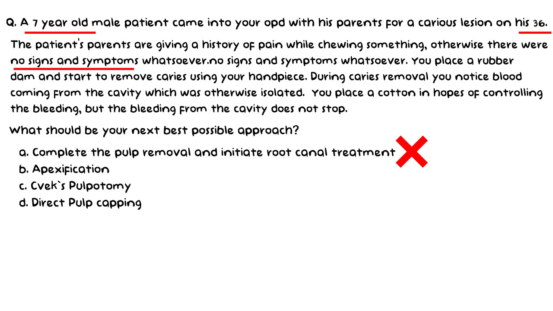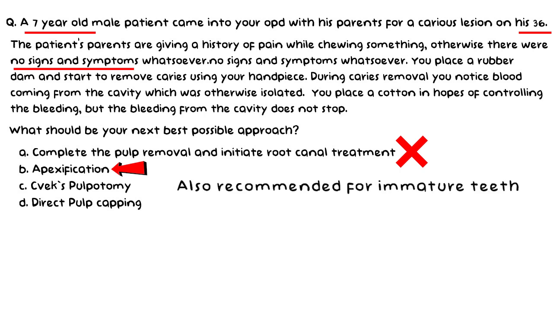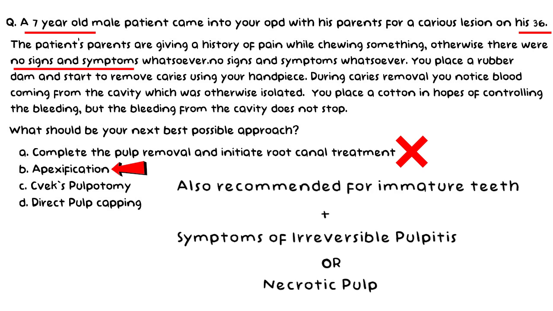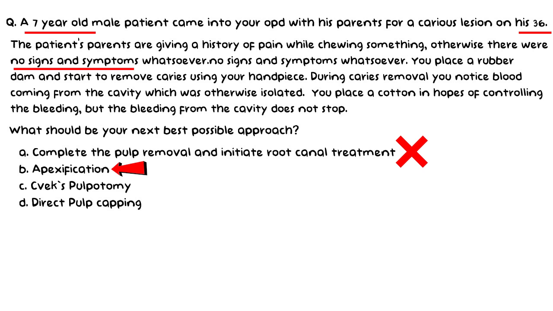Same goes for apexification. Even though apexification is attempted on teeth with immature apices, it is usually recommended if the tooth had signs and symptoms of irreversible pulpitis or the pulp is already necrotic and also has an immature apex. So in these teeth, apexification is attempted so that root closure can be achieved. Hence, in this case, when the tooth is reported healthy prior to exposure, apexification is also the least likely answer.